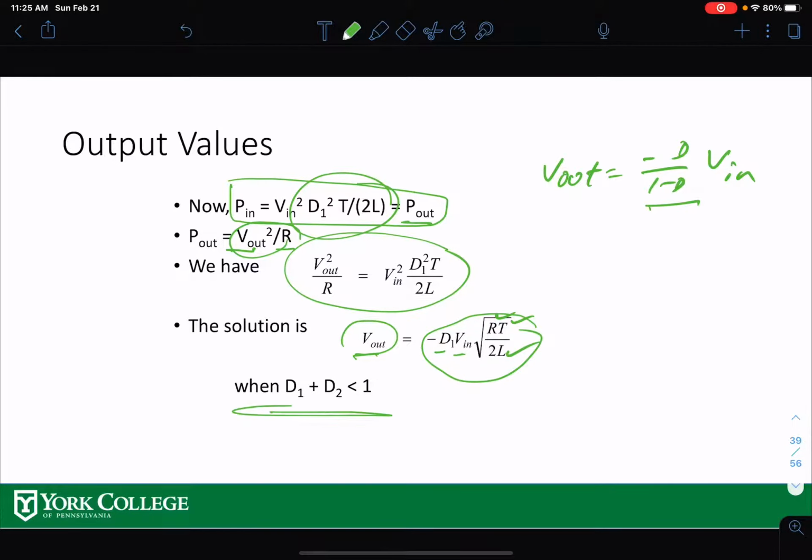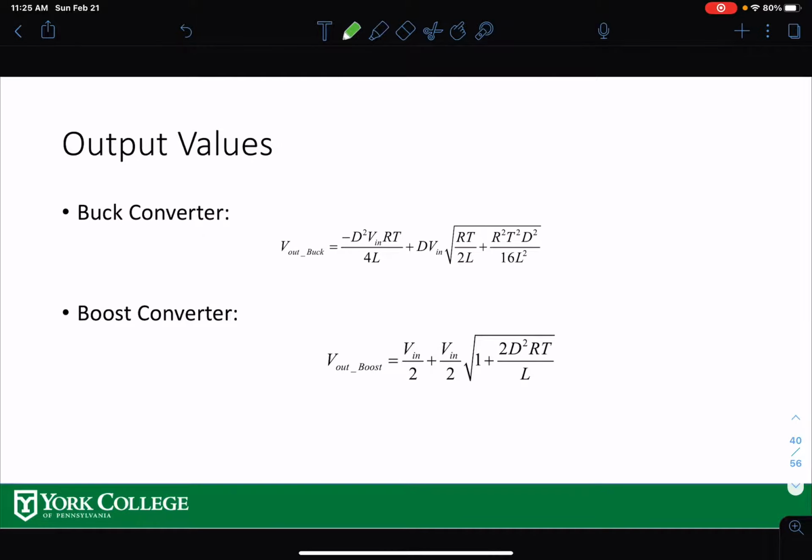So this is the relation for discontinuous conduction mode here. The relation is for buck boost converter here. This is the relation for buck converter. This is the relation for boost converter. So all these relationships are not linear anymore. It's not predictable anymore. You have R, L, and T in the equation, so it makes a more complicated dependency between input and output.